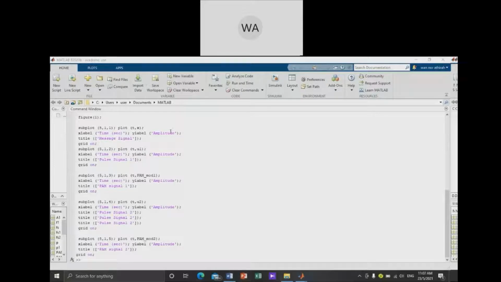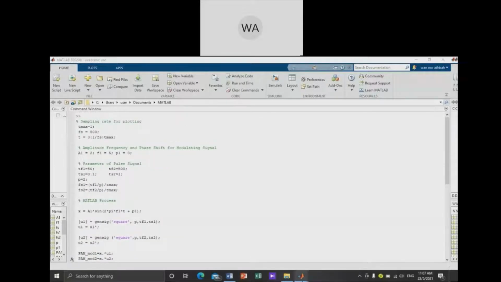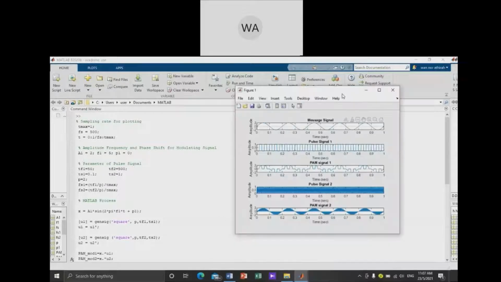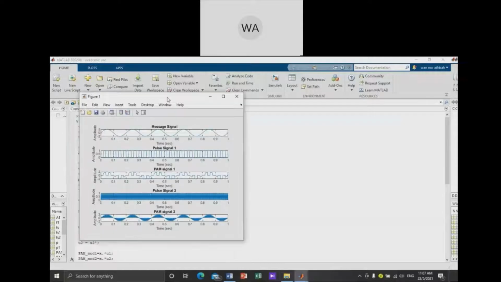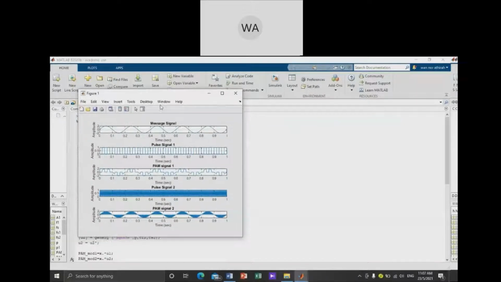Okay, this is the coding of the MATLAB. So okay, this is the name graph that we have. First graph is message signal. The amplitude is 2 and the time second to complete one cycle is 0.2 second. In pulse signal 1, the amplitude is 1. The time to complete 1 cycle is 0.05 second.